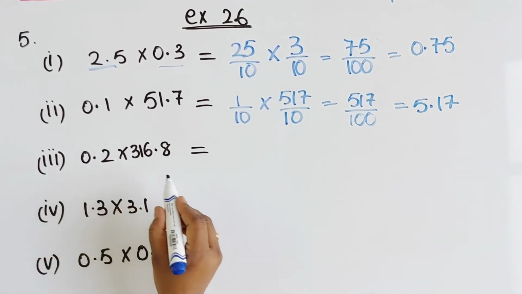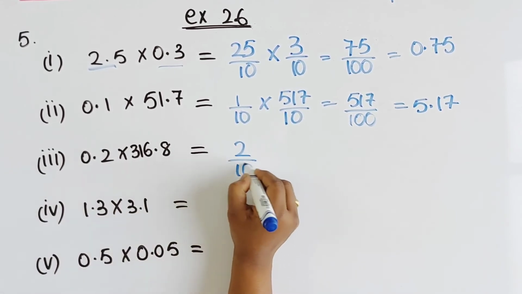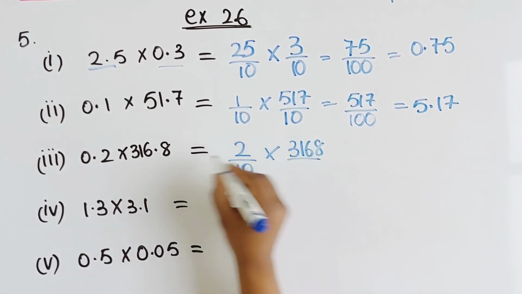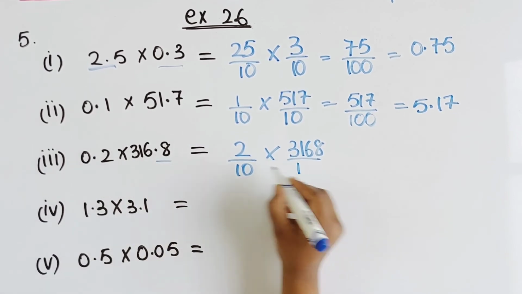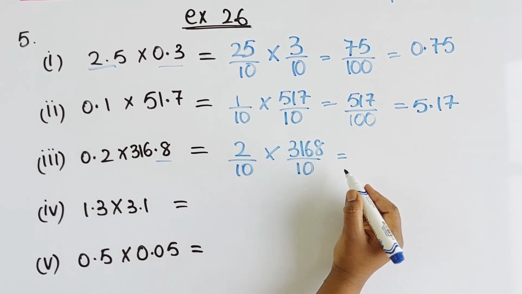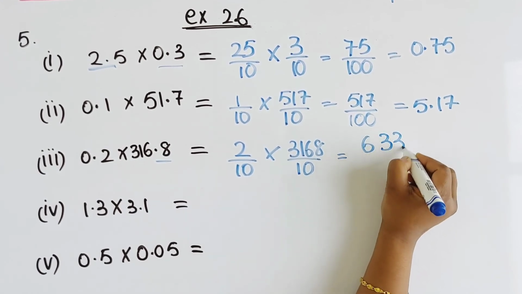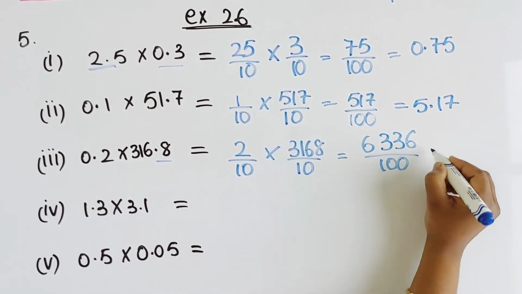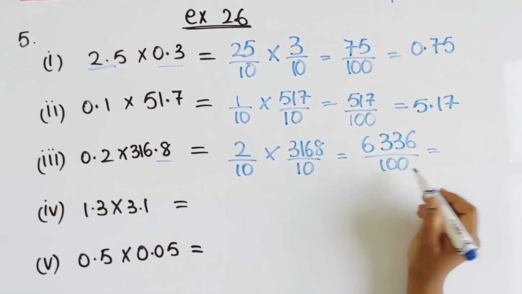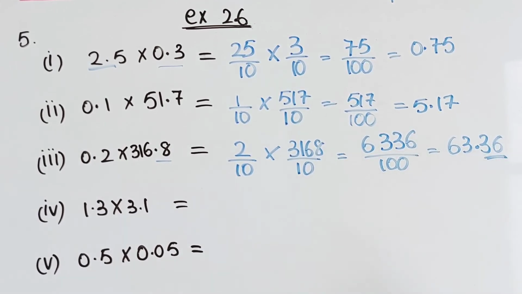Here 0.2 into 316.8, children. 0.2 means 2 by 10. 316.8, 3168 divided by, in point place 1 and after one digit means 10. Now 2 into 3168, children. That is 6336 divided by 100. Now it is easy to change into a decimal number because we have 2 zeros in the denominator, right? 63.36 is the answer. Point after 2 numbers.